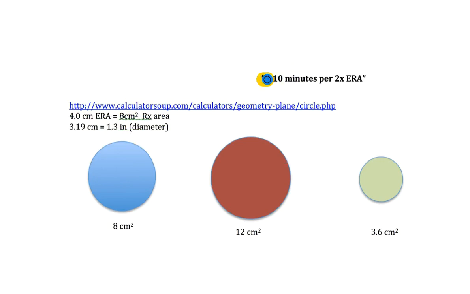But what is important, pretty much every textbook will say this, is we want to do ultrasound for 5 to 10 minutes per 2 times the ERA. So if the ERA is 4 square centimeters, we want to apply ultrasound to an 8 square centimeter area on the patient for 5 to 10 minutes. So that's something that's very good to know right there.